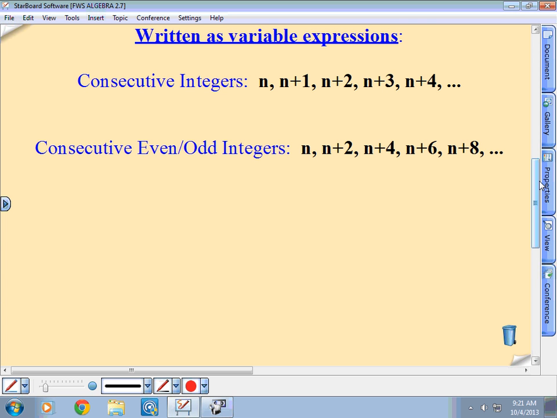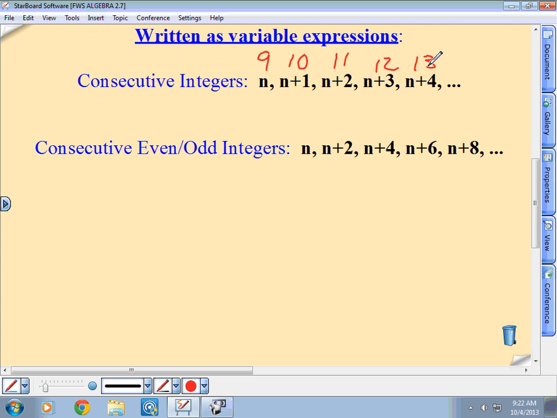So to get consecutive integers, we just continue to add 1. So n plus 1 would be the second thing. Then n plus 2, n plus 3, n plus 4. Those are consecutive integers. So if I started at 9, this would be 9, 10, because 9 plus 1 is 10, 11, 12, 13. See, I got 9, 9 plus 1, 9 plus 2, 9 plus 3, 9 plus 4, and so on. Those are consecutive integers.